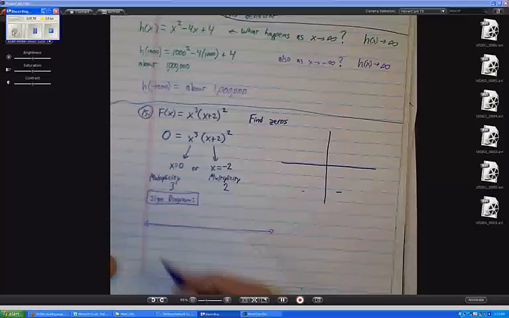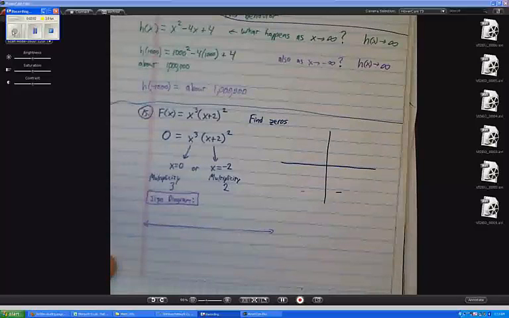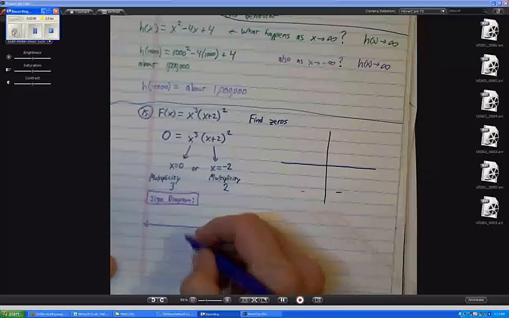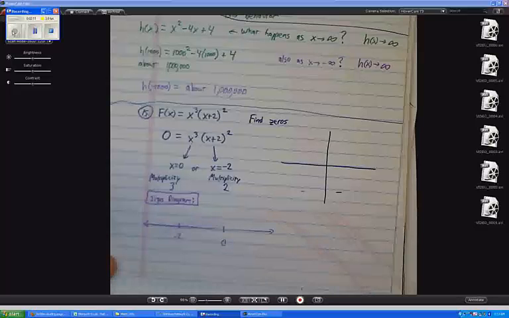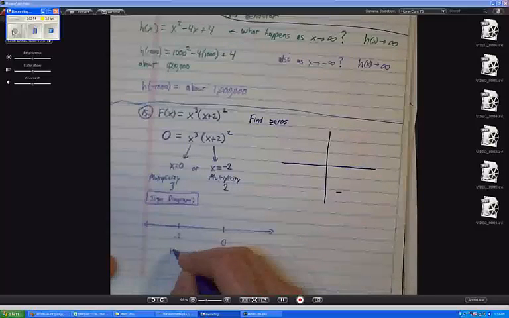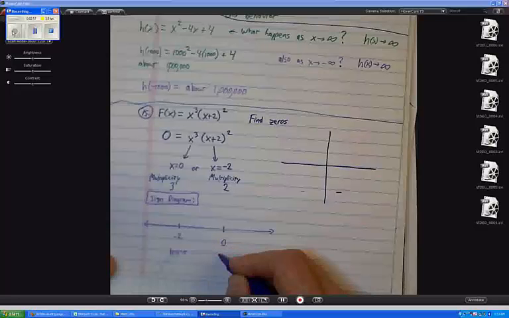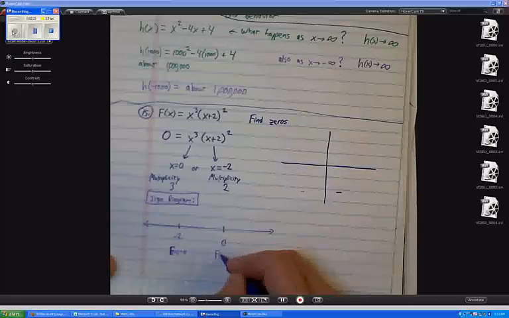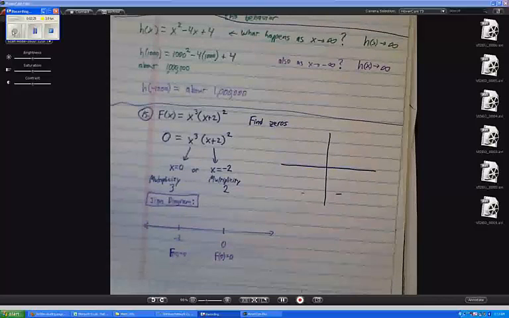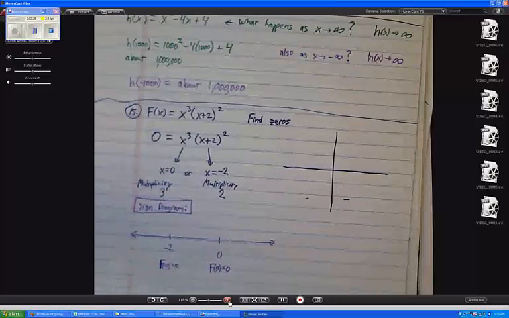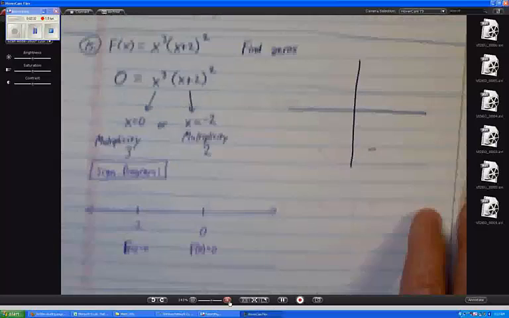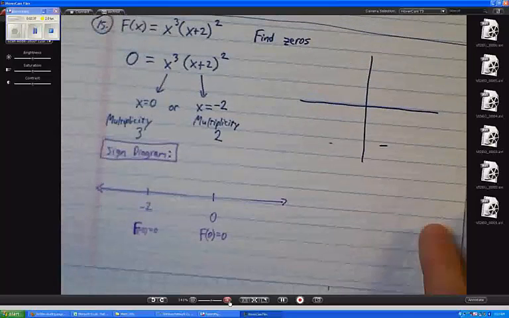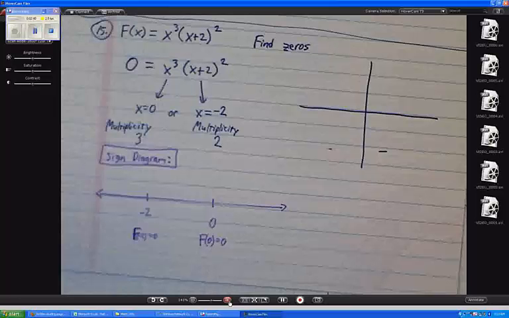And what important points do you think I'm going to put on my number line? Yeah, the zeros, right? So let's put 0 here, and let's put -2 here. And what I know is I know that big F of -2 is 0, and I know that big F of 0 equals 0. And I'm realizing this is tough for you guys to see, so we're zooming in. Okay, hopefully that's a little better. Okay, so now we want to do what are called test points.